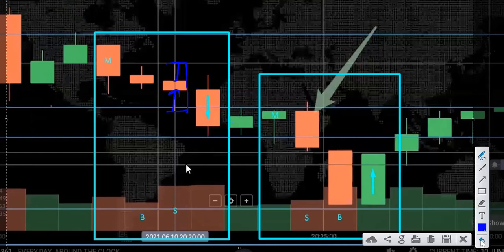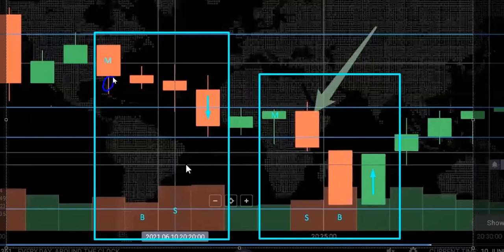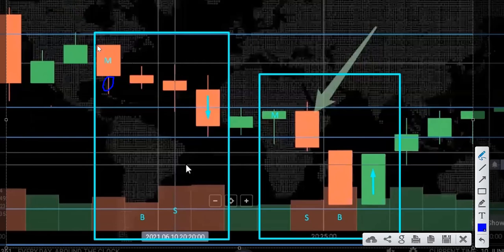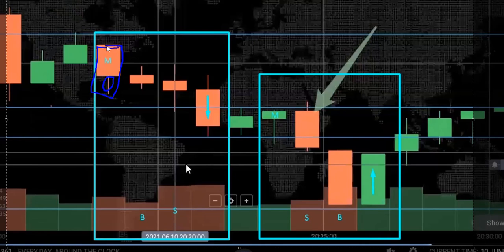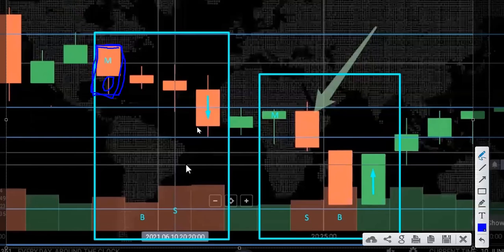Okay, using the Marubozu. But in this Marubozu, we see that it has a one-sided wick. In our earlier example, the Marubozu had no upper wick or lower wick, right? But this Marubozu is what we call a one-sided Marubozu. You have to notice these things.